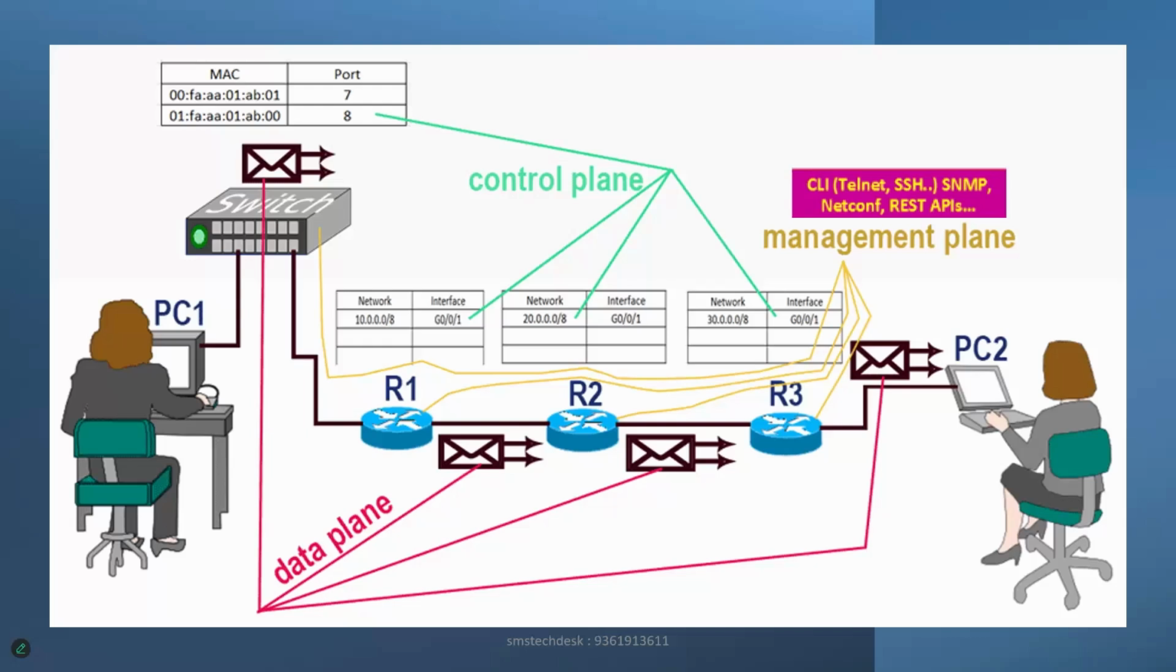Now let's try to understand the MAC address table, ARP table, and routing table. We want to know who is going to manage which table. Let's try to understand the basic networking concepts on those tables.